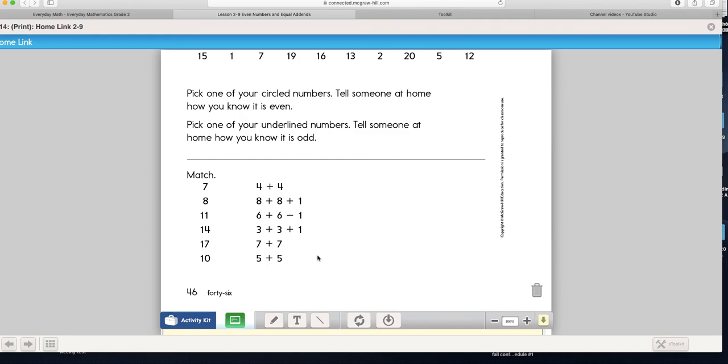Then we have a matching. Now, this is where it gets a little tricky. These are all of the answers to the math problems. You have to figure out which one of these math problems matches which one of these answers and draw a line. So it would probably help to solve these math problems first before you draw lines so that you know what the answers are.